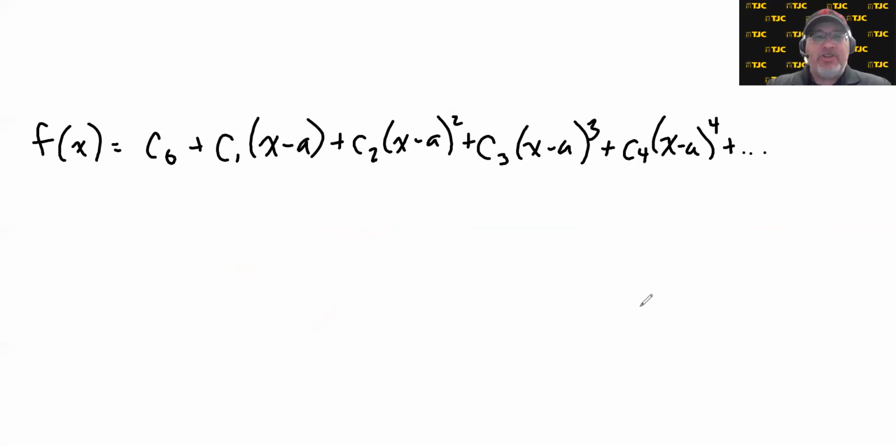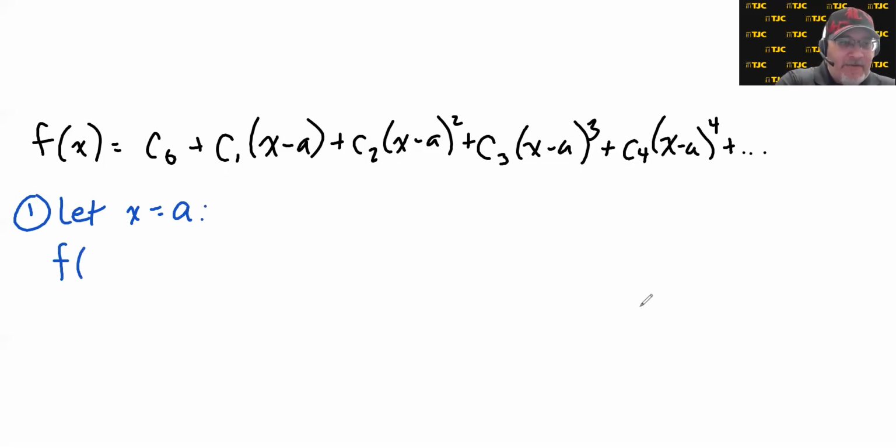And let's see what we can do to figure out the coefficients. Now we're going to figure them out one at a time. Now we know a function series will always converge at its center. So the first thing we're going to do is let x equal A and see what happens.